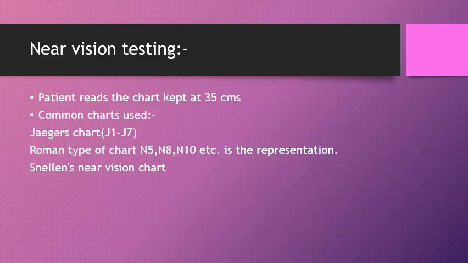For near vision testing, the patient reads the chart, the Jaeger's chart, which is kept at a distance of 35 centimeters. Commonly used charts are the Jaeger's chart, the Roman type of chart, and Snellen's near vision chart. In the Jaeger's chart, the lines are represented by the numbers J1 to J7. The Roman type of chart has N5, N8, N10 as the representation for each line. And there is another chart, which is Snellen's near vision chart.